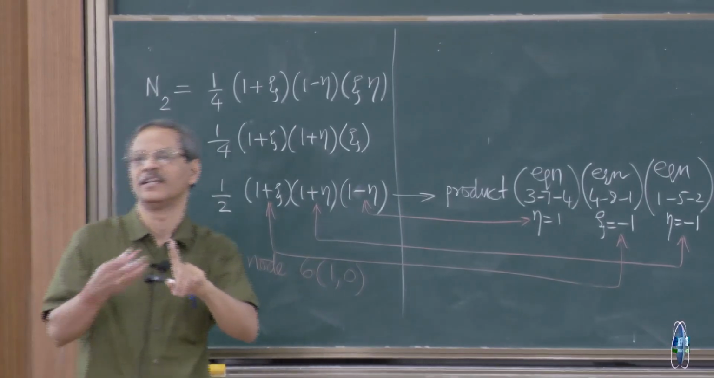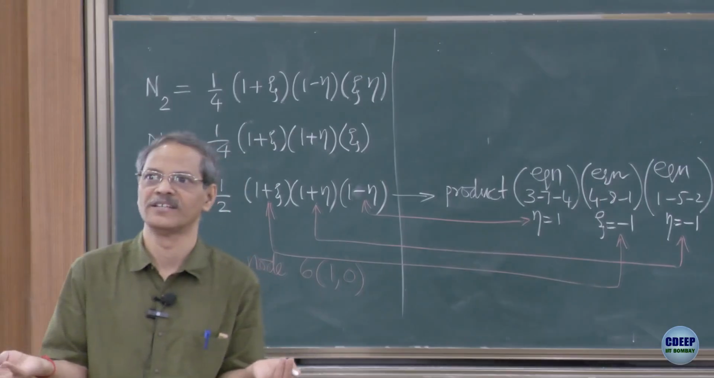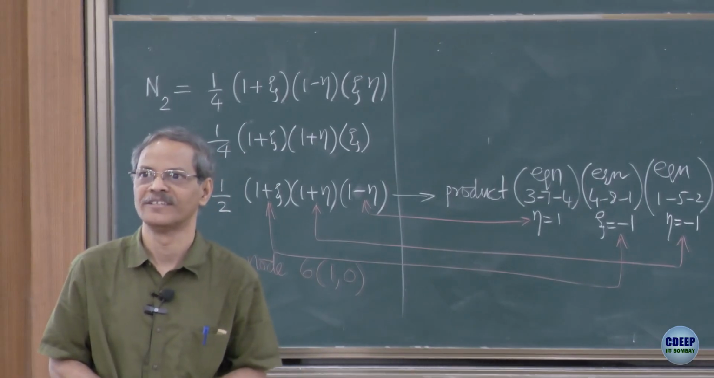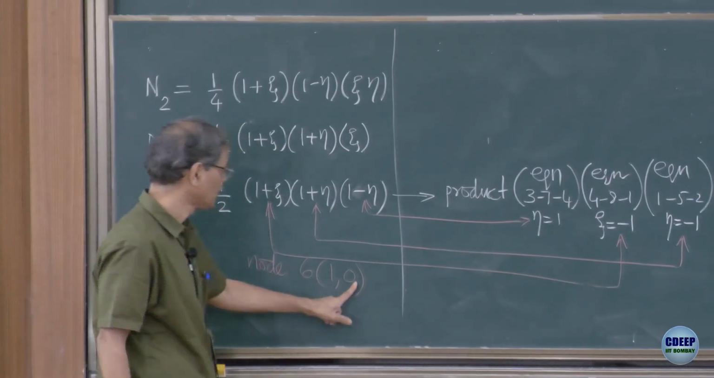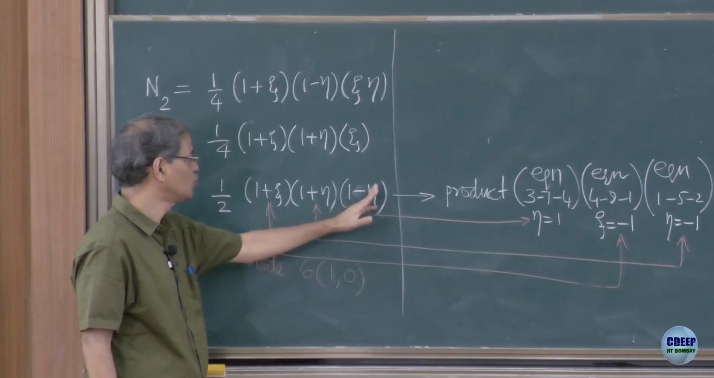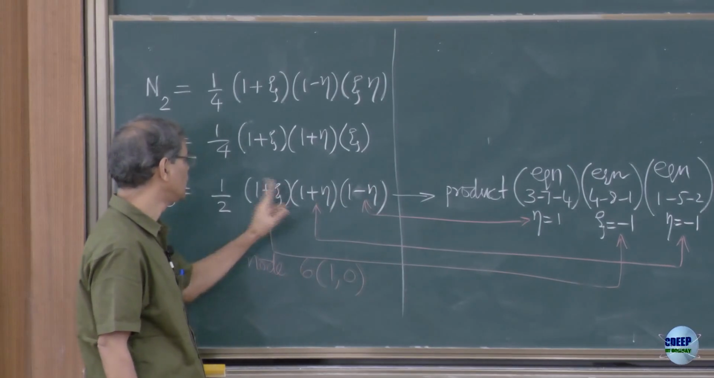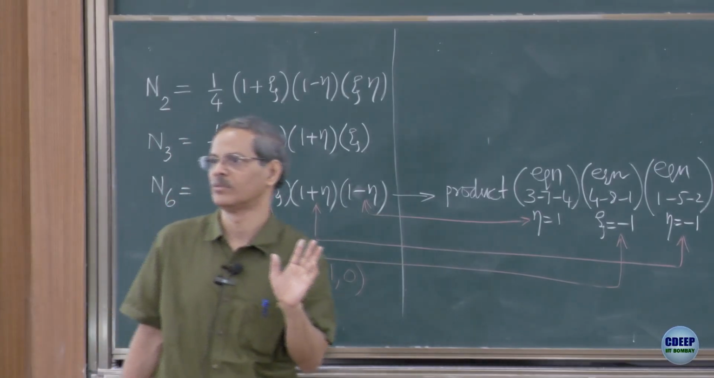Now when I substitute node 6 coordinate, which is 1 comma 0, I should get 1, because x should be equal to x6. So N6 has to be equal to 1 at that node. I substitute 1, 0. 0 here gives me 1 into 1, 1. When I substitute 1 here, it becomes 2. So I have to scale it down by a factor of 2.